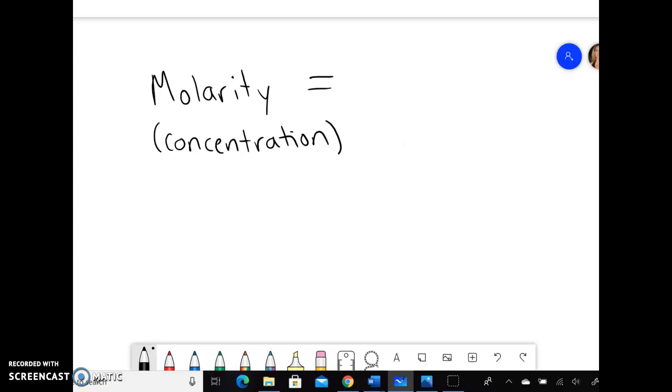So molarity equals the moles of solute. And remember, the solute is the stuff that's getting dissolved. In this case, it would be the Kool-Aid. So how much Kool-Aid you put in there compared to the liters of solution.